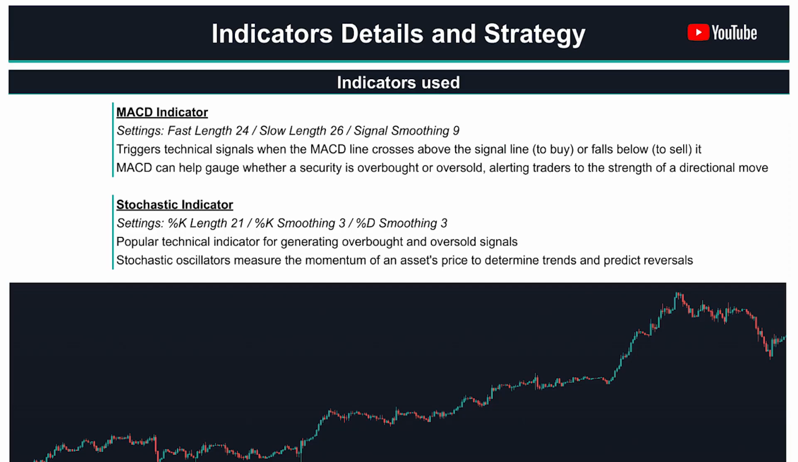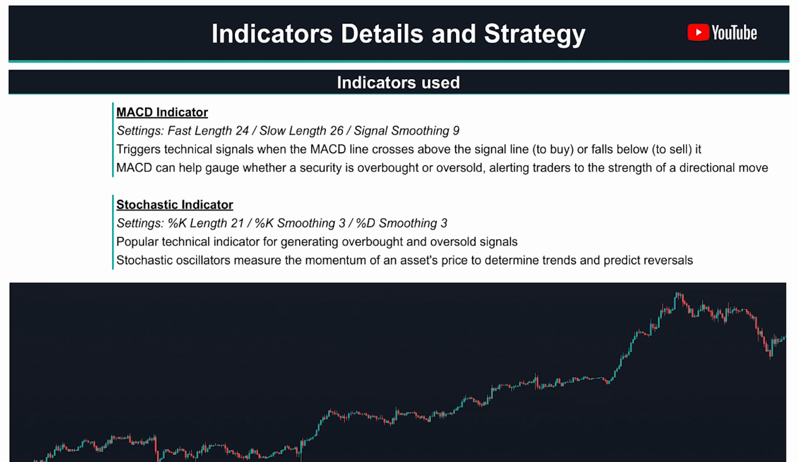So the first indicator is the moving average convergence divergence, also known as MACD, and it's a trend following momentum indicator that shows the relationship between two exponential moving averages of a security's price. The MACD is calculated by subtracting the 26-period exponential moving average from the 12-period exponential moving average.